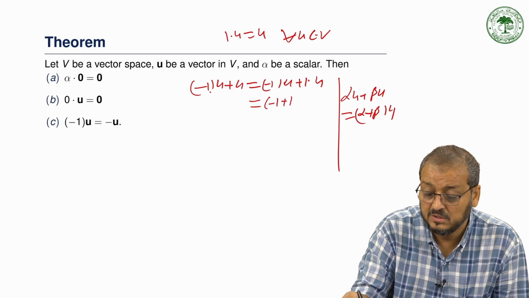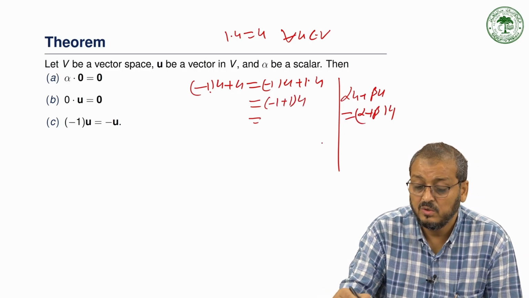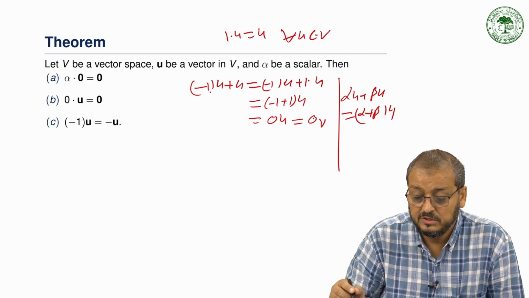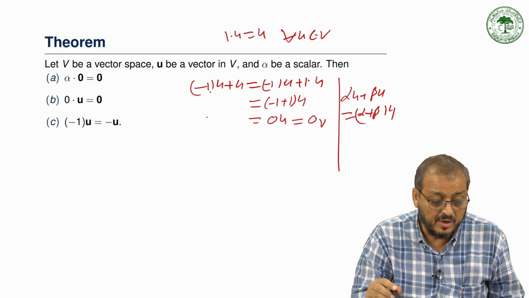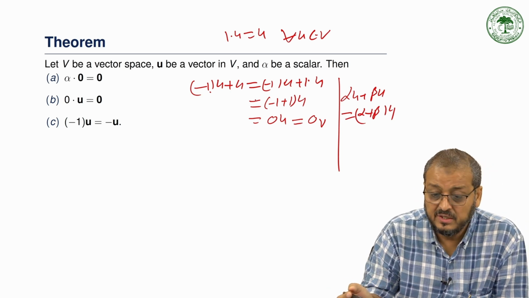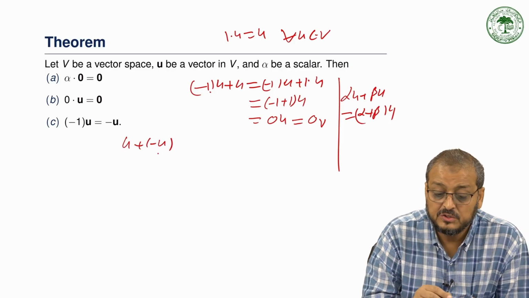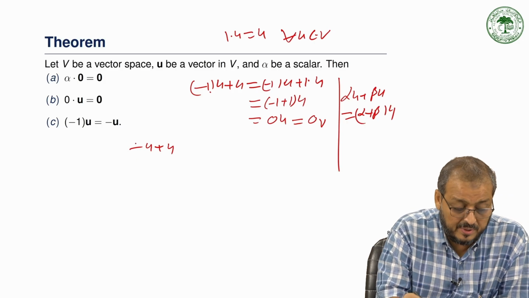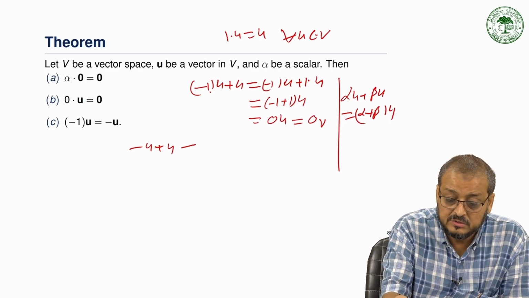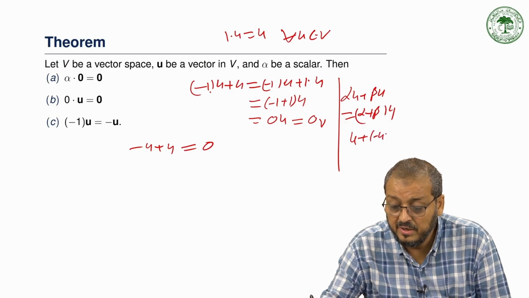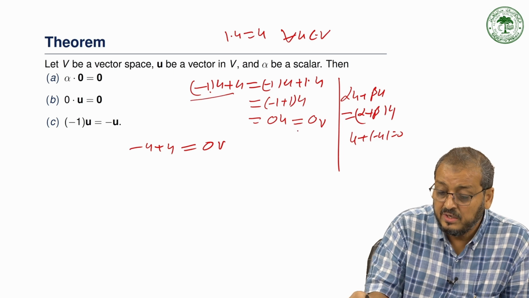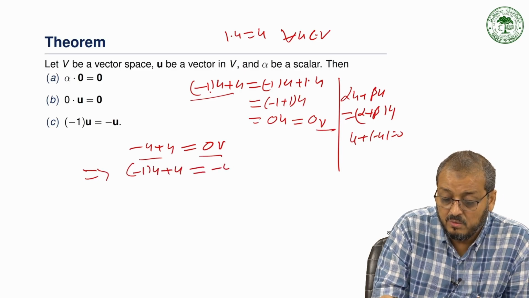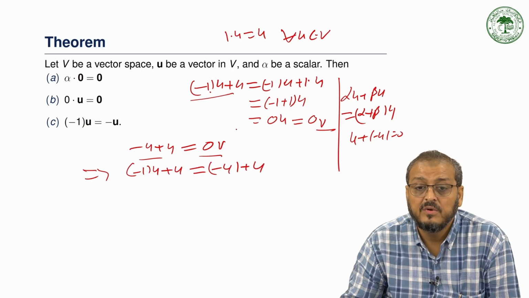So this can be written as minus 1 plus 1 times u, where minus 1 plus 1 is a real number, which is 0. So this is 0 of u, and 0 of u is equal to the identity 0 of V. So we can write minus 1 into u plus u is equal to 0, and also minus u plus u is 0 by the property u plus minus u is equal to 0 of identity of V. Both are the same identity element.